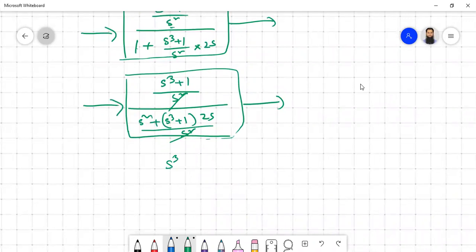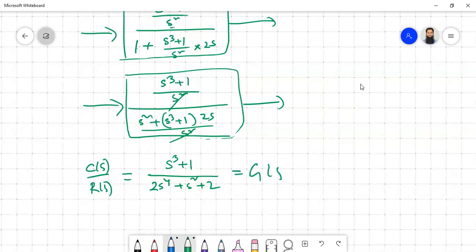Now finally what we are left with is S cubed plus 1 divided by 2S to the power 4 plus S squared plus 2S. So this is C(s) by R(s), the equivalent transfer function G(s). Okay, so this is how you have to find it in the case of real quantities.